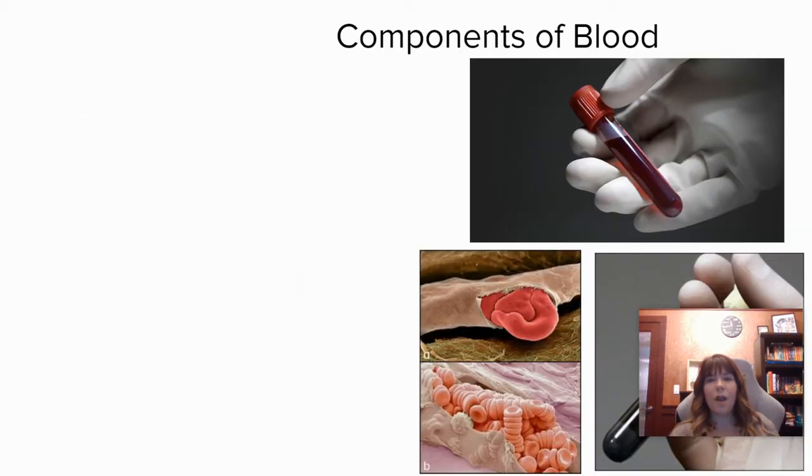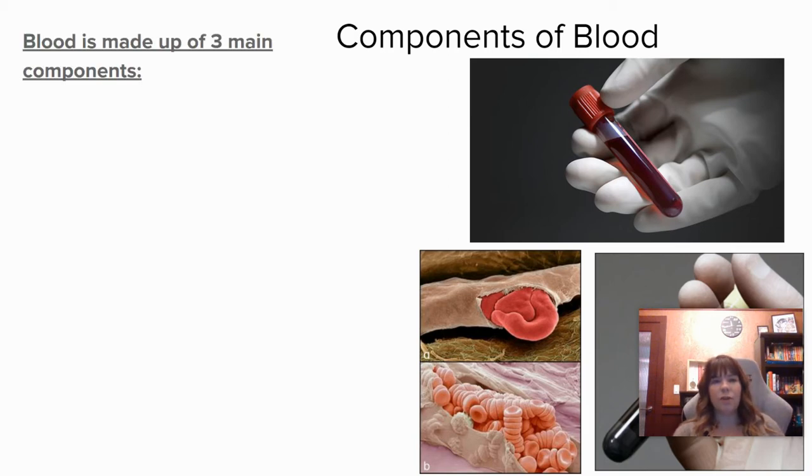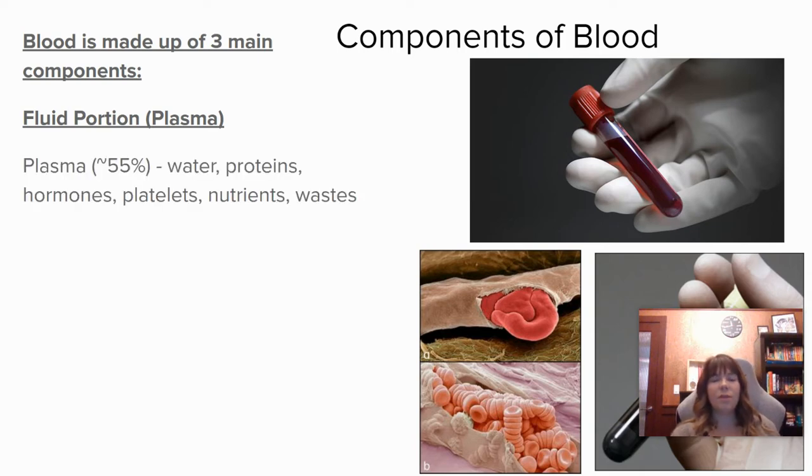So, we're going to talk about the different parts found within your blood. Most people consider red blood cells to be blood, but the truth of the matter is there's actually a couple of components. It's made up of three main things: the fluid portion, the liquidy portion, which we call plasma. The interesting thing about plasma is it makes up about 55% of your blood. It's made of water, proteins, platelets, hormones, nutrients, and waste.